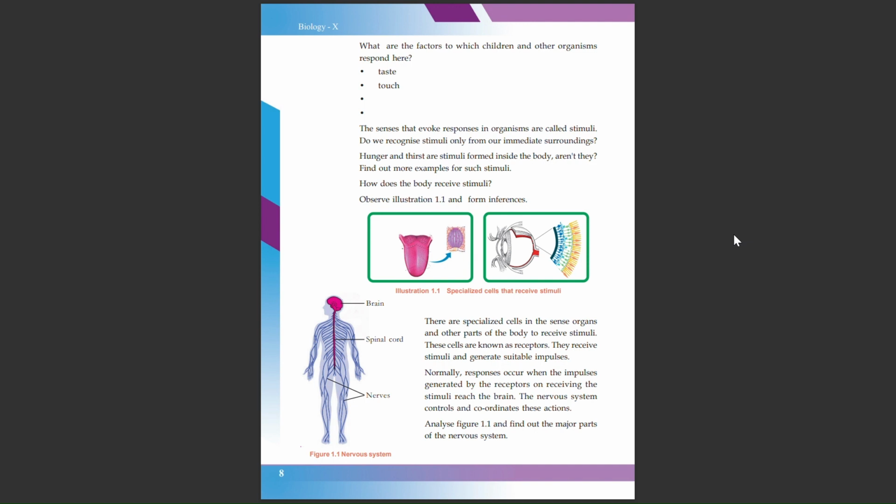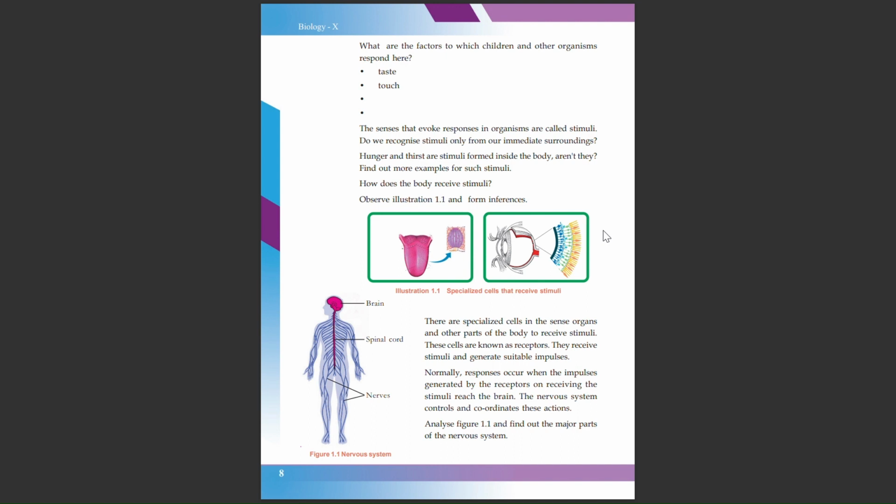Okay. Next is observe the illustrations 1.1 and let us write the inferences. Find out the inferences. What is this? There's this tongue, right? They've given the picture of the tongue and eyeball. They're showing the receptor in the tongue, that is papillae, and the receptors in the eyeball would be different kinds of eye pigments, actually rods and cones.